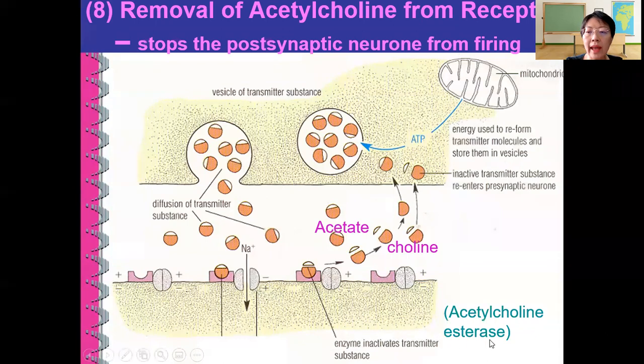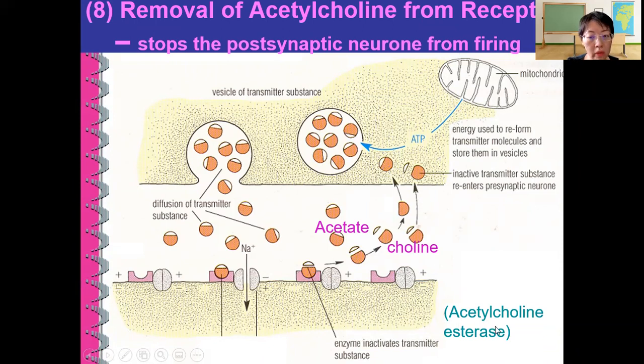After that, acetylcholine esterase, this enzyme in the tissue fluid, must catalyze the breakdown of acetylcholine. So that when it's broken down, it will be released from the receptor. It will be removed from the receptor because its shape has changed, so it cannot bind anymore. Then it will be transported back to the presynaptic neuron, and using ATP, both parts are combined together again to form acetylcholine.